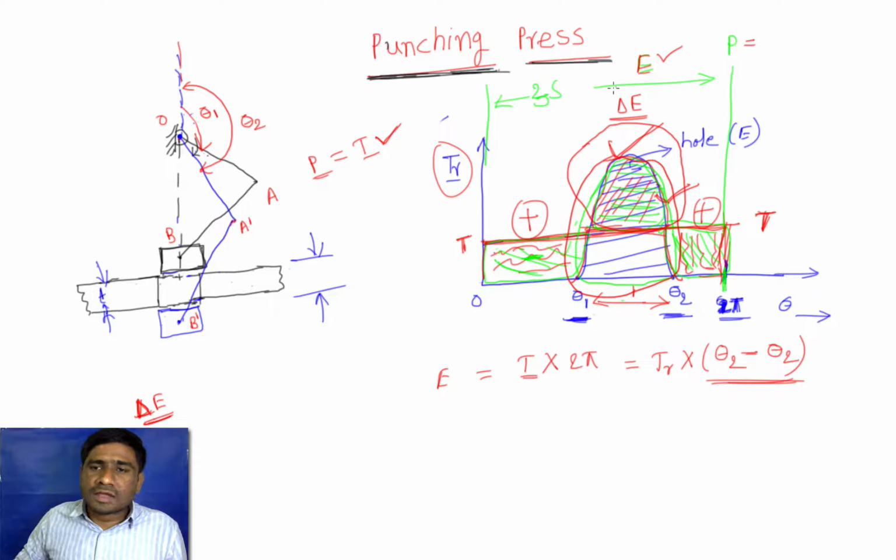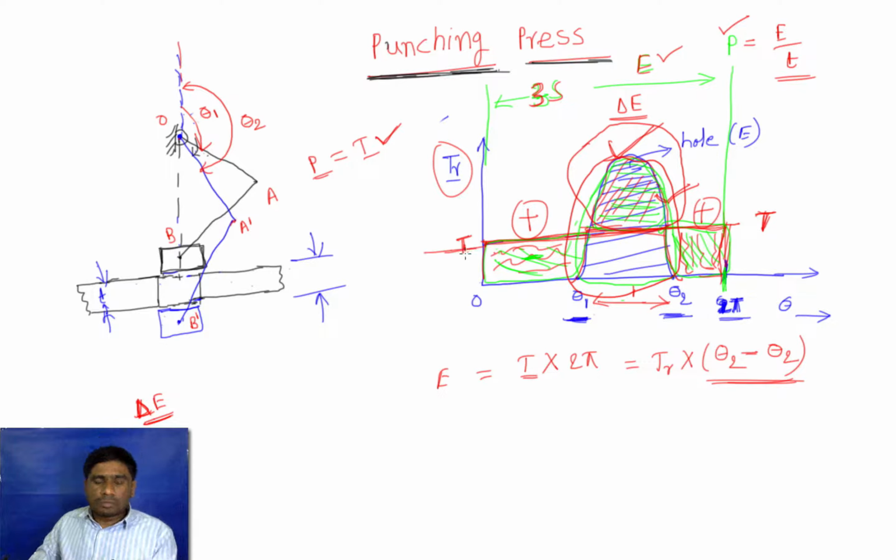If you know the energy supplied by the motor, we can calculate the power of the motor. Why? Because this cycle is completed within 3 seconds, so power is energy divided by time. And if you know the power, we can calculate the torque supplied by the motor. And if you know the torque supplied by the motor and T1 and T2, you can calculate this one.